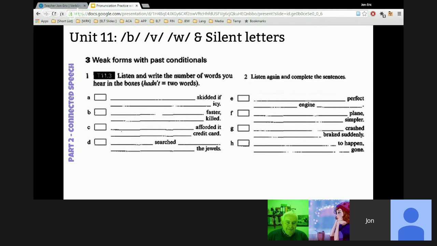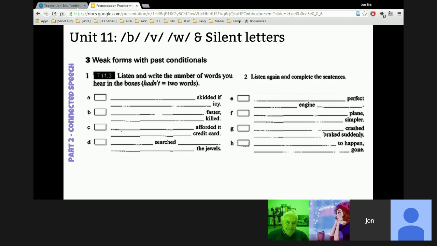We couldn't have afforded it if he hadn't taken his credit card. Listen again. We couldn't have afforded it if he hadn't taken his credit card. Repeat. We couldn't have afforded it if he hadn't taken his credit card. One more time. Listen to me. We couldn't have afforded it if he hadn't taken his credit card. Hadn't taken his credit card. That's exactly right. You got it. Very good.